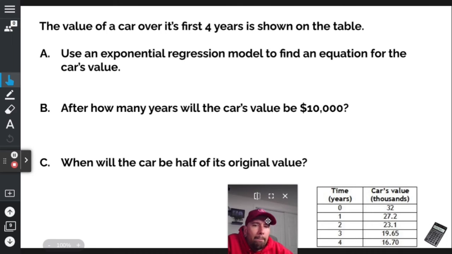Calculator problem. All right. So what we have is we have ourselves a chart, bunch of numbers, car. The value of a car over its first 4 years is shown in the table. Use exponential regression to model to find an equation for the car's value. So what this concept is called depreciation. When you buy something brand new, it loses its value over time.